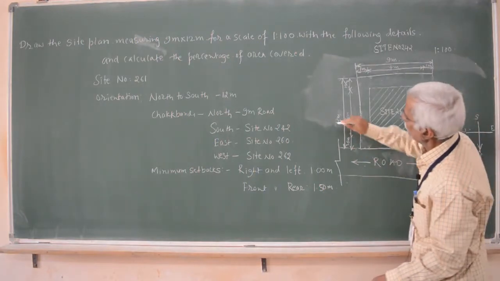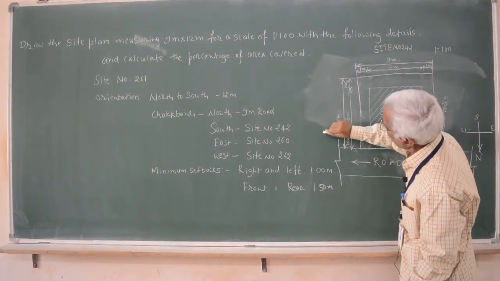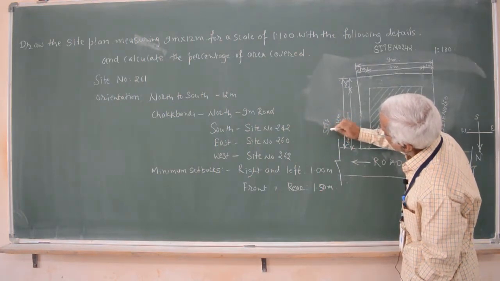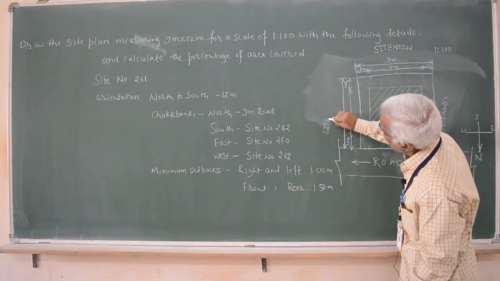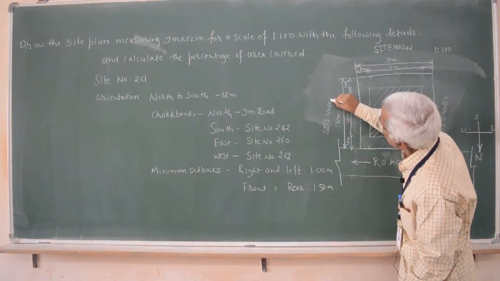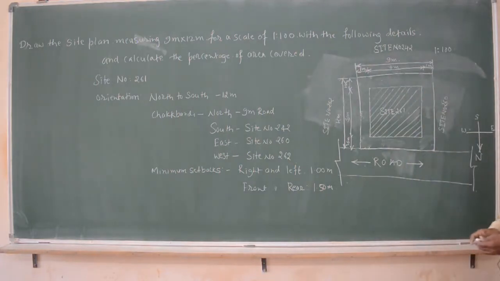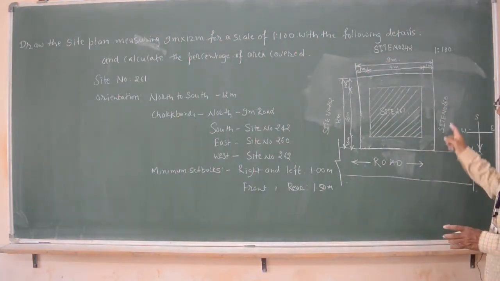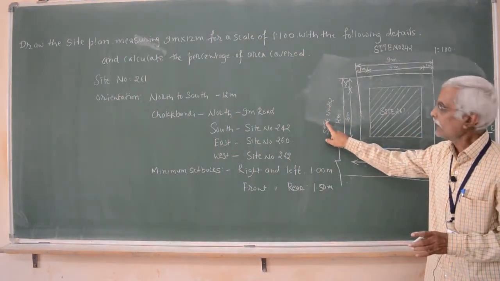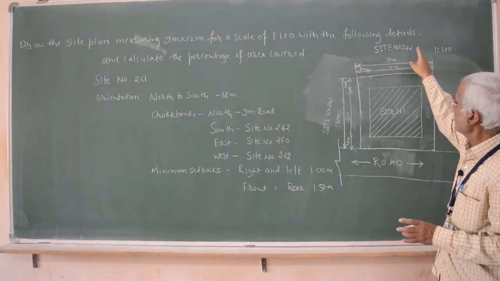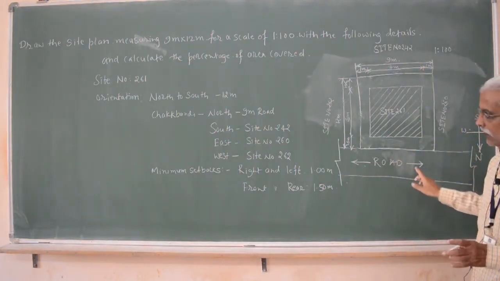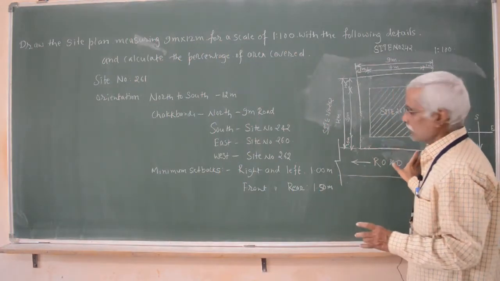And west, that is 262. That is site number 262. Now you see here 60, 61, 62. Okay. Now back side, site number 242, front road. Now the drawing part is over now.